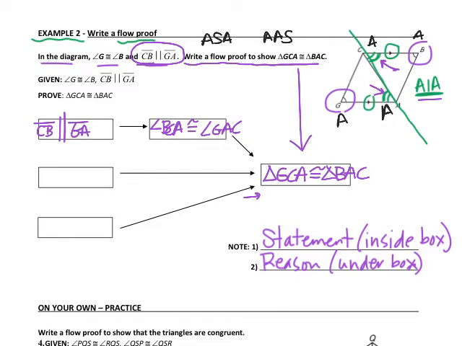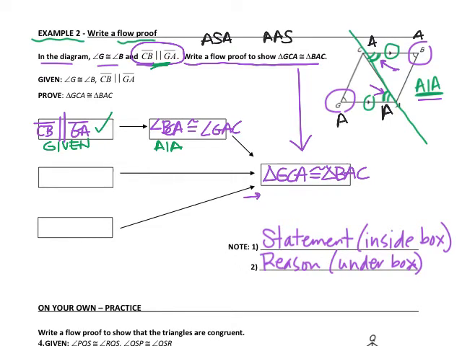Now we have to write a reason. Underneath the box, I want you to write in the reason for that. Okay, the reason for this piece was that it was given to us up here. This one is going to be because of alternate interior angles. That's how we know that those 2 angles are congruent to each other.